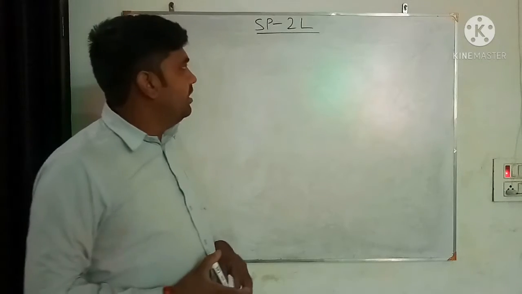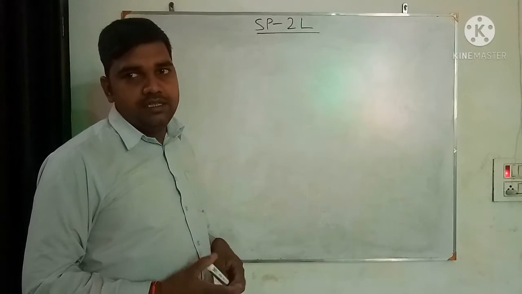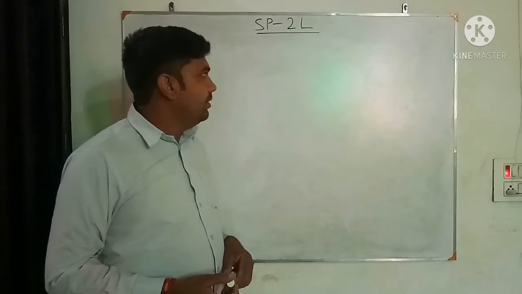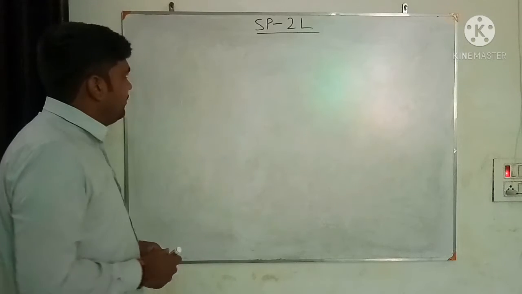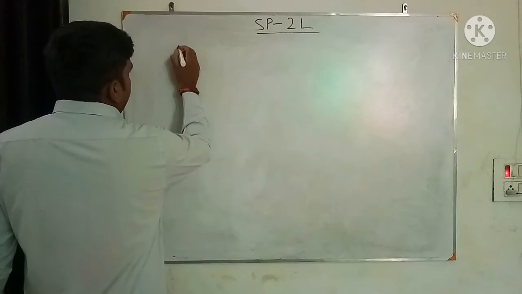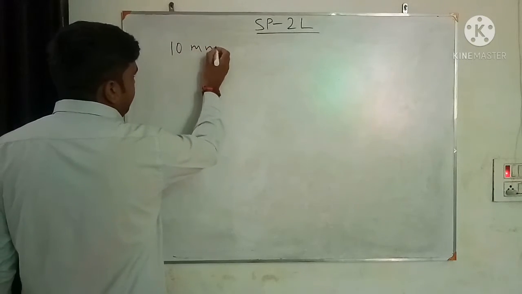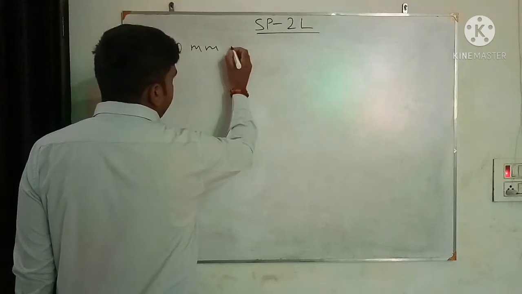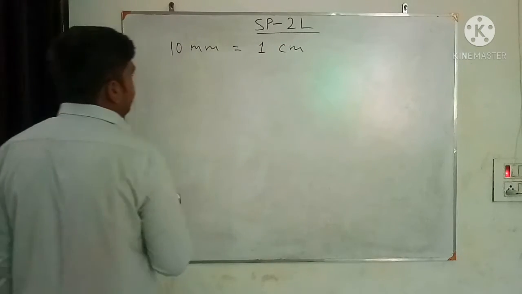So today we will study the units of measurement, that is, how we measure length in kilometer, meter, centimeter, decimeter, millimeter, like this. First of all, the smallest unit of length is the millimeter, mm. 10 millimeter equals 1 centimeter, cm.